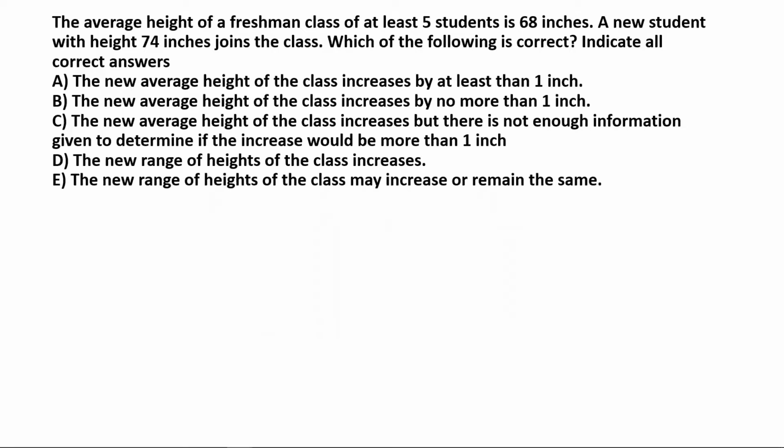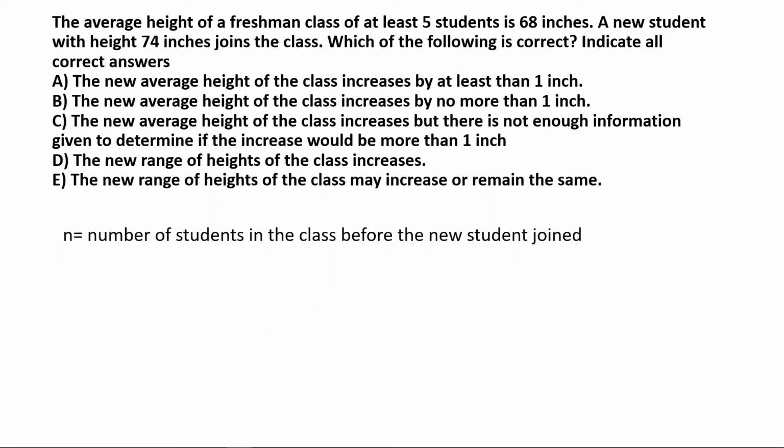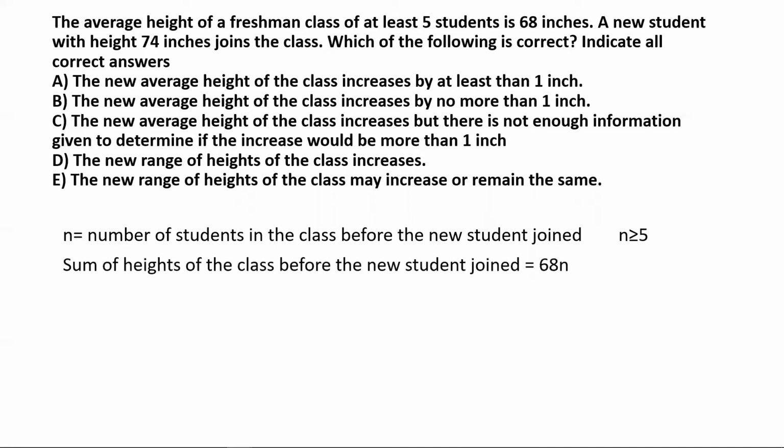So let's start the problem by considering the number of students in the class before the new student joined as n. It's worth noting that the problem mentions that n should be at least 5, so we can write the inequality n ≥ 5. The average height is 68 inches before the new student joined, so we can write the sum of the heights of the class before the new student joined as 68 multiplied by n. So that's 68n.